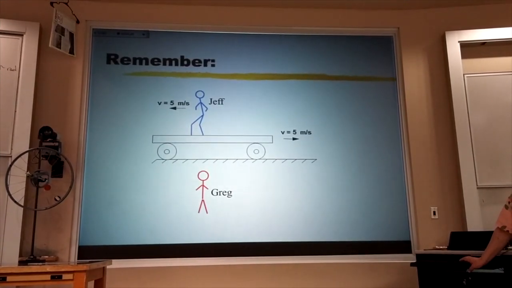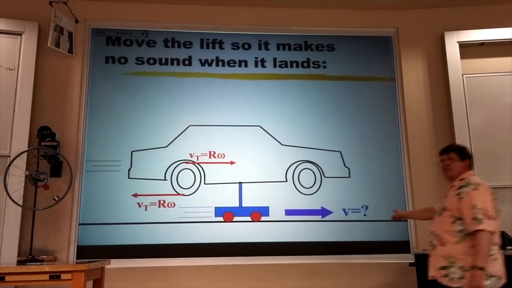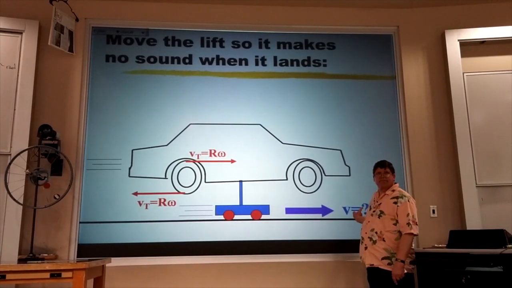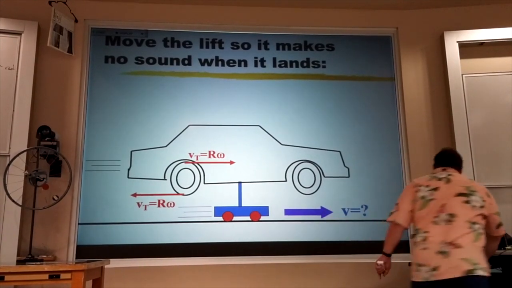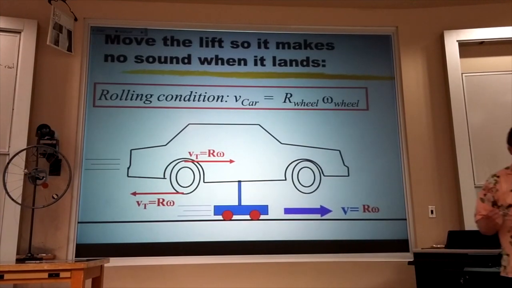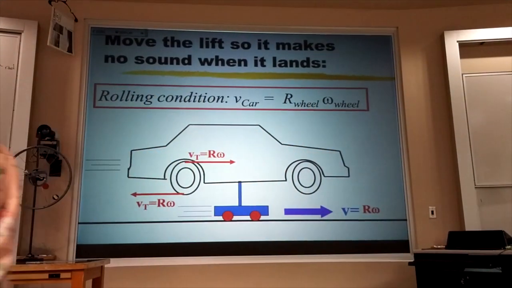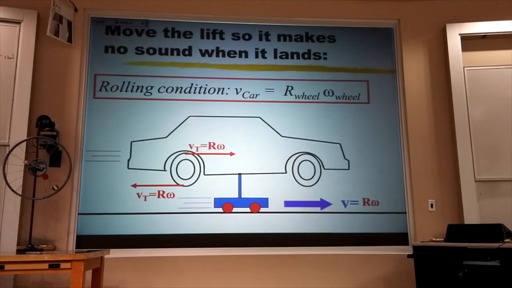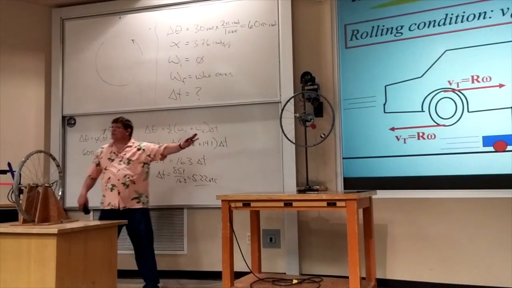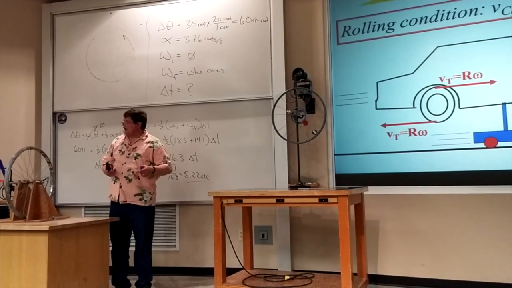Think of this example. How fast does this have to be? R omega. And that's the rolling condition. It should be called the rolling without slipping condition. But what it does, it relates the linear motion of the car down the road to the angular motion of the wheels on the car.